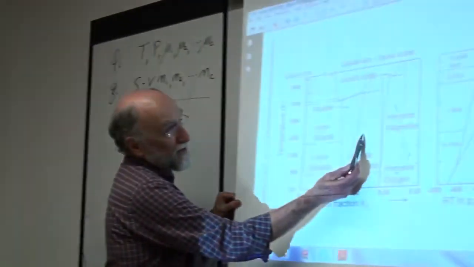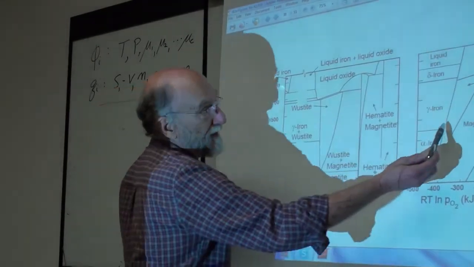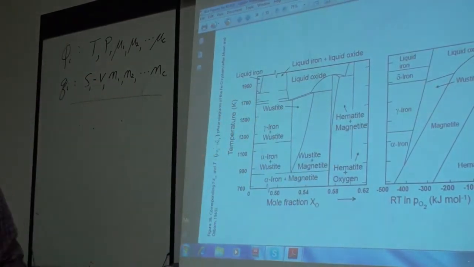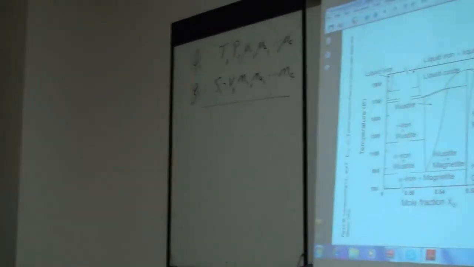As I go across here, I go from wustite to magnetite, and it's going to be the same thing here. As I cross the region, I'll go from wustite to magnetite, not vice versa. Okay, so you have all these corresponding phase diagrams, which I think is a useful concept. Let's look at figure 40. Here we have some corresponding phase diagrams for iron, chrome, oxygen.